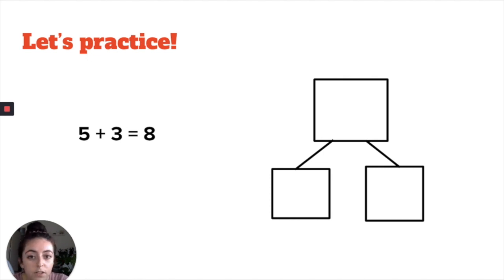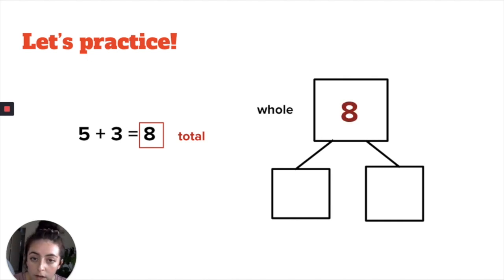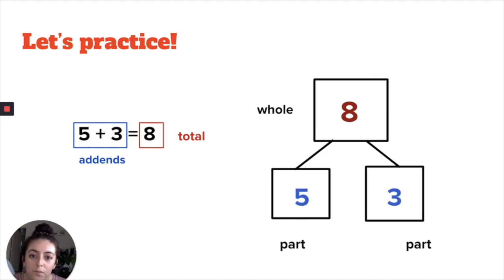Go ahead and pause this video so you can do this on your whiteboard. 5 plus 3 equals 8. Think of which one is our whole, which ones are our parts. Okay, I know that 8 is the total in our equation, therefore it is the whole in our number bond. That means that the 5 and the 3 are the ones that we're adding together, so that must mean that they are our addends. So 5 is a part and 3 is a part.